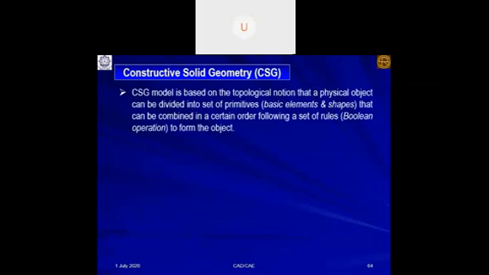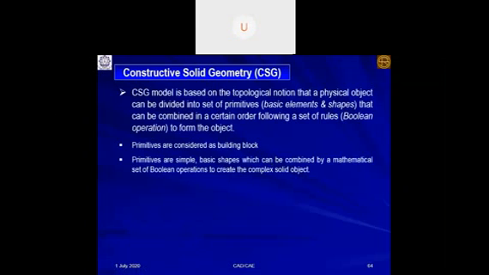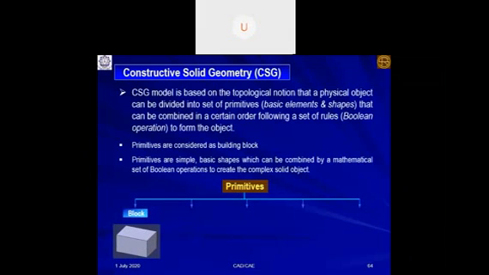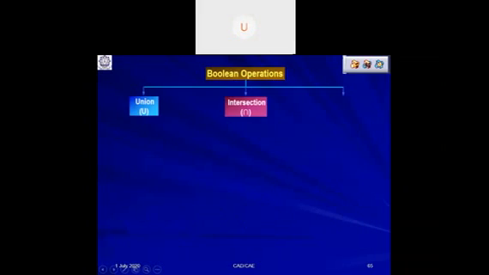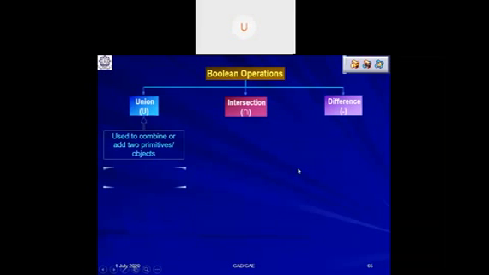CSG model is based on the topological notation that a physical object can be divided into a set of primitives that I already mentioned, the basic elements or shapes that can be combined in a certain order by using some rules, that is the Boolean operation, to form the object. Primitives are considered as a building block. Primitives are simple basic shapes, and they are combined by the mathematical Boolean operations to create a complex solid object. Primitives are block, cylinder, cones, sphere, wedges. So these are some primitives, and combining these by using the mathematical Boolean operation, you can create a complex solid object. Now, what are the different Boolean operations in CAD? Union, intersection, and difference.